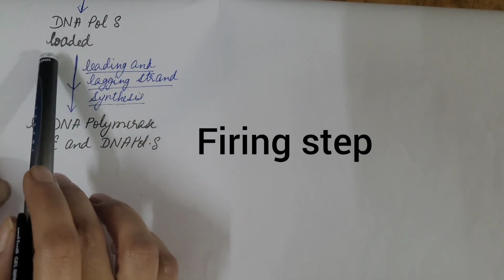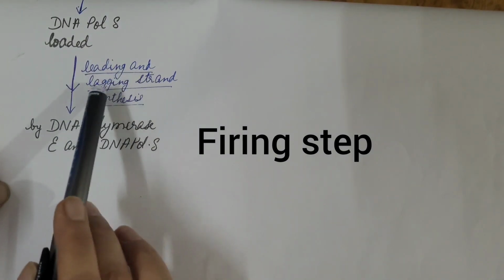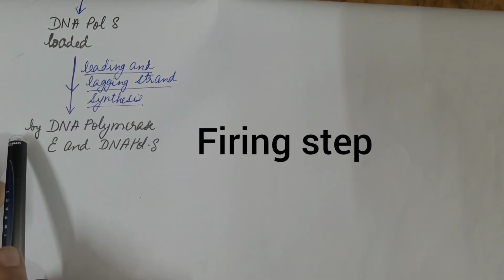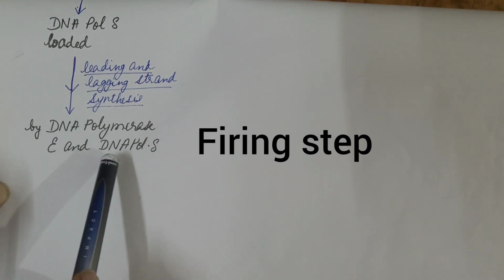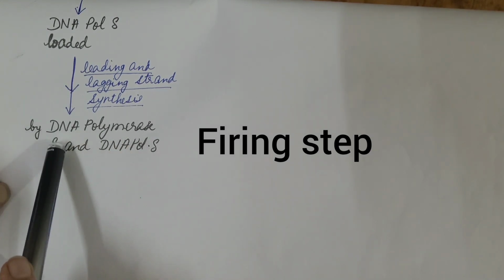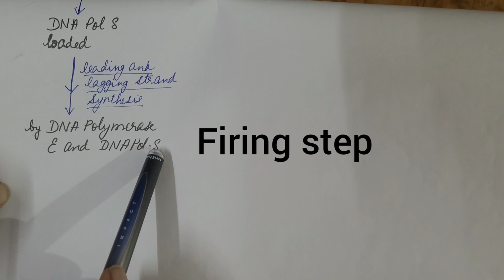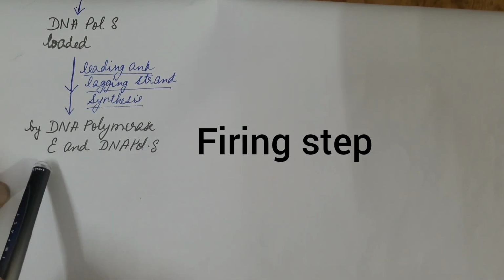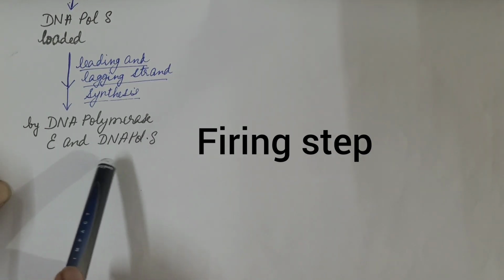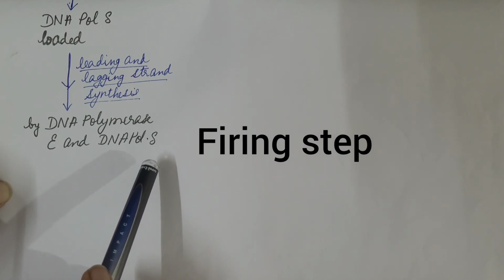Then DNA polymerase delta is loaded. Leading and lagging strand synthesis takes place by DNA polymerase epsilon and DNA polymerase delta. So DNA polymerase epsilon synthesizes leading strand and DNA polymerase delta synthesizes lagging strand, but it can be vice versa, because it is not fully clear and research is still going on.